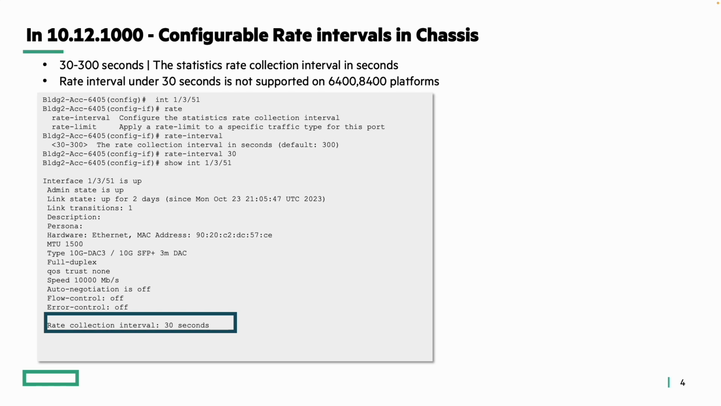So chassis products are limited to a 30-second interval because it takes longer to collect statistics that are used to calculate the rate collection interval from each of the line cards. So for cases like 6400 and 8400 platforms, the rate interval under 30 seconds is not supported. So the minimum you can do is 30 seconds, and the maximum that can be done in the chassis is 300 seconds.